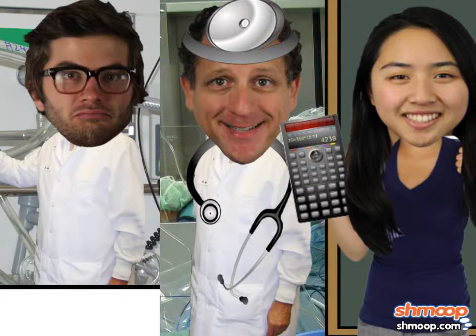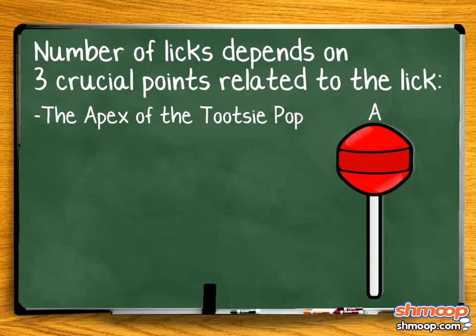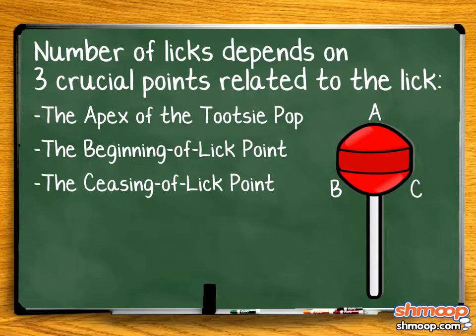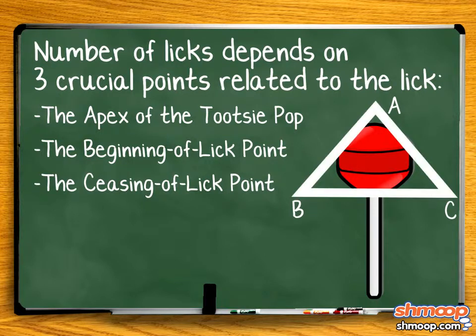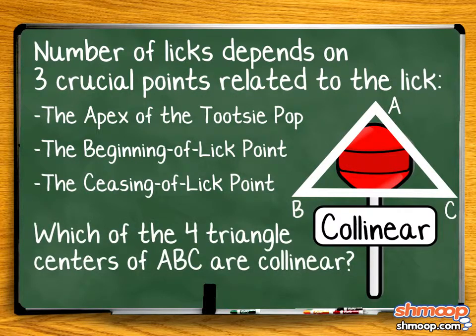They've determined that the number of licks depends on three crucial points related to the lick: the apex of the Tootsie Pop, the beginning of lick point, and the ceasing of lick point, or points A, B, and C. If we find the centers of this triangle and determine which of them are collinear, this will help calculate the number of licks needed to reach the center of the Tootsie Pop. So, which of the four triangle centers of A, B, C are collinear?